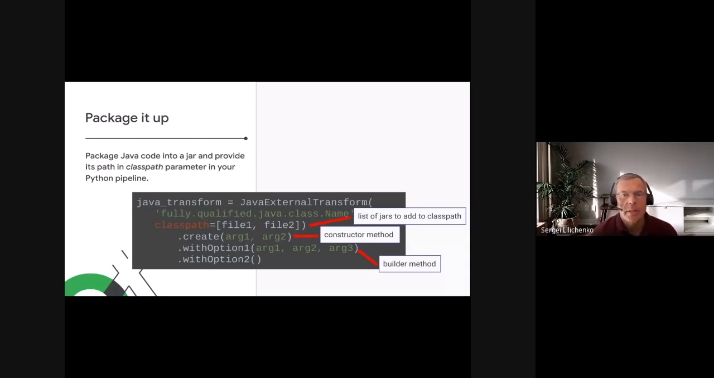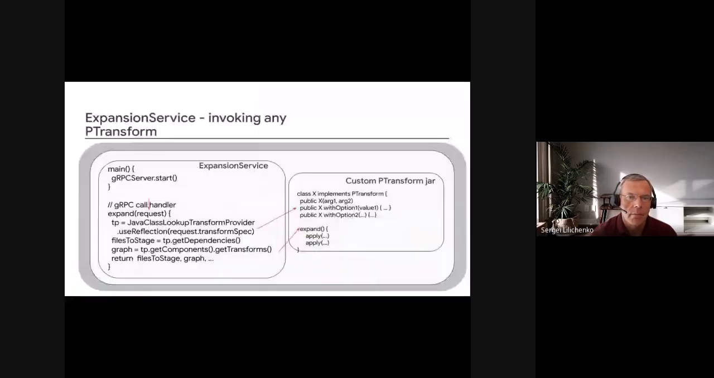This is how the Python snippet looks like. You are creating a Java external transform, providing the fully qualified Java class name of the transform as the first parameter and specifying the class path. After that, you provide the constructor method and builder methods to customize your transform. When the Java expansion service is invoked using this approach, it uses a little bit different path than what we described for prepackaged transforms. It uses Java reflection to instantiate the transform and call all the builder methods before generating the transform graph to return.